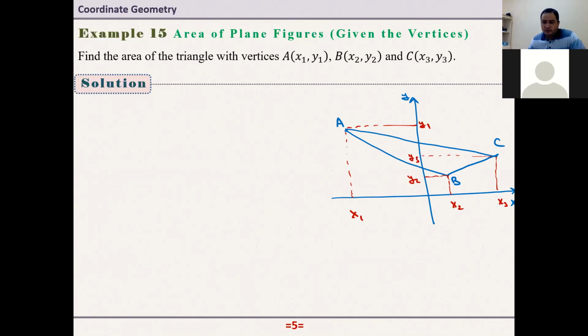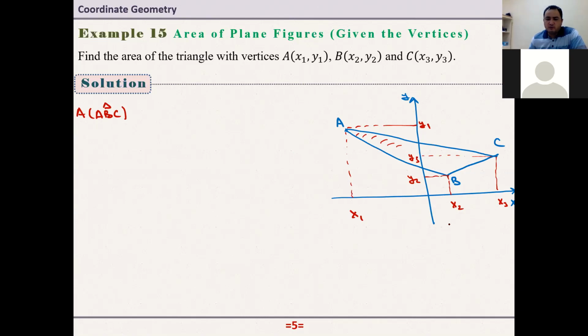Okay, the idea is to find the area of this triangle ABC. So we need to find the area of this shaded region. Let me just write here: what is the area of triangle ABC?